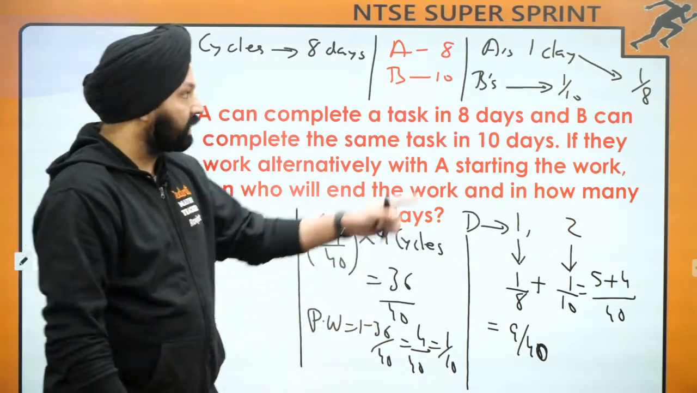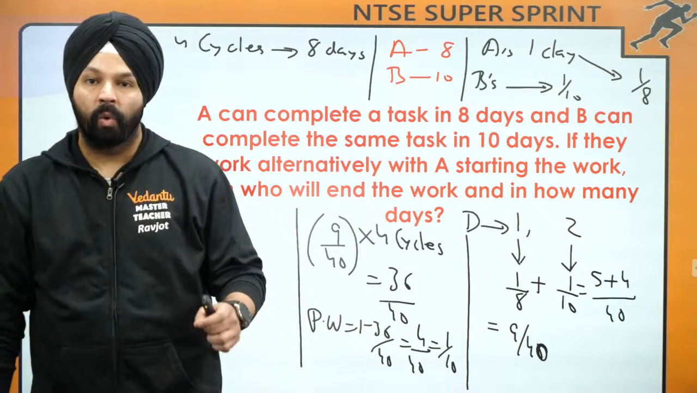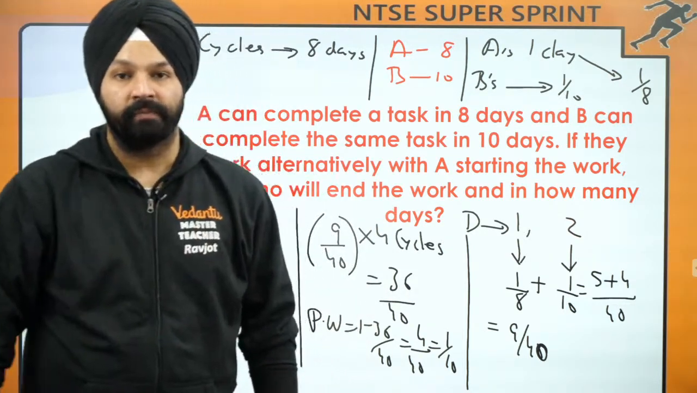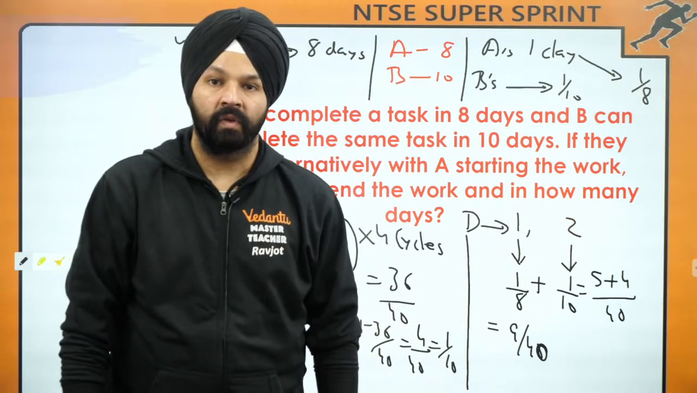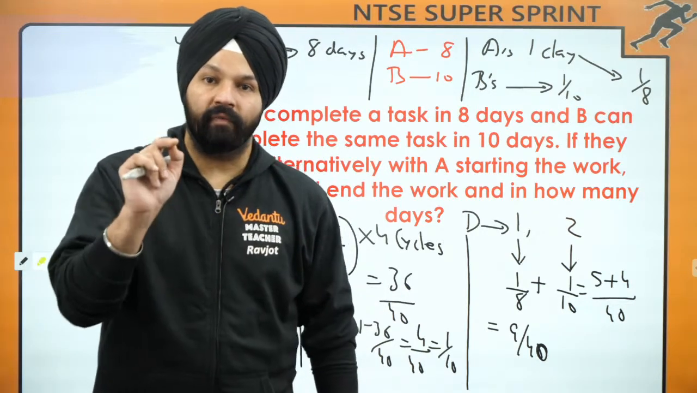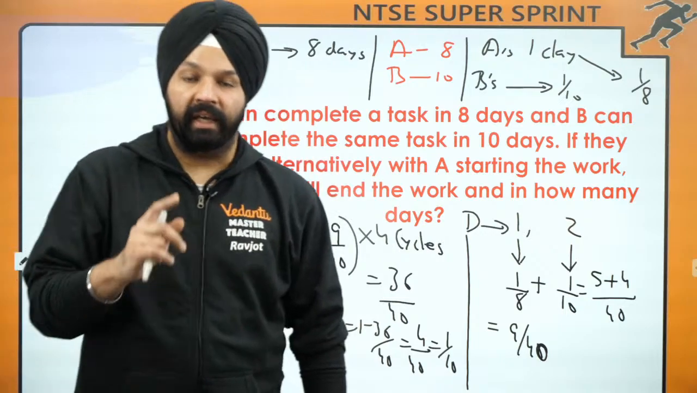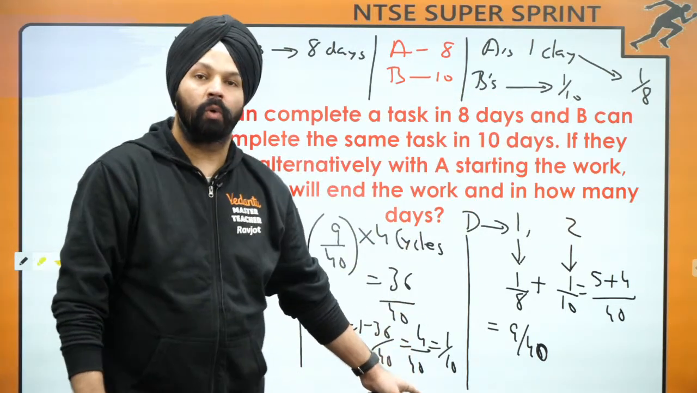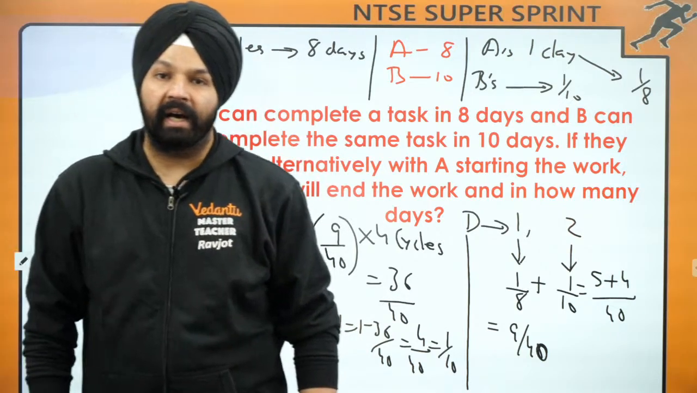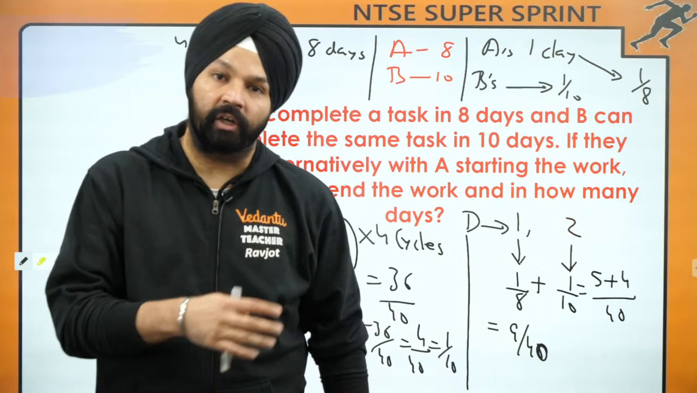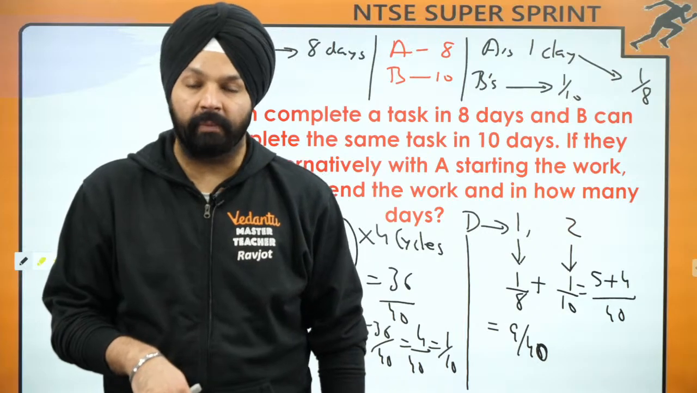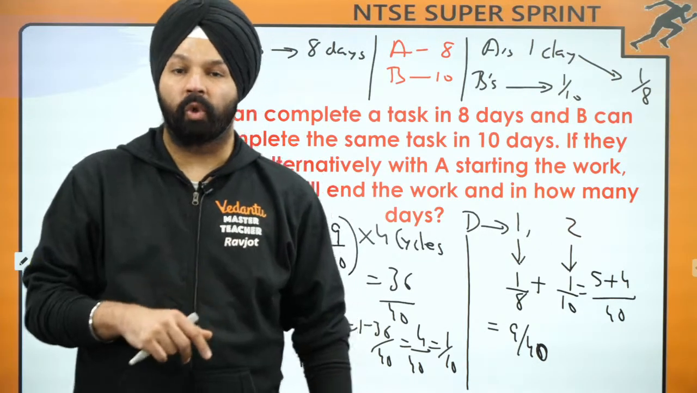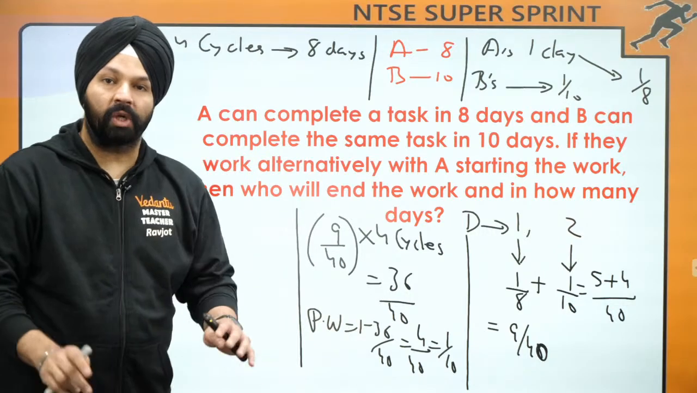A का एक दिन का वर्क कितना है? 1/8. बचा कितना है? 1/10. What is more? 1/8 is more कि 1/10 is more? बताइए फटाफट. A का एक दिन का वर्क 1/8 है और पेंडिंग is 1/10. सो क्या A लास्ट डे में वर्क को कंप्लीट कर पाएगा? बिल्कुल कर पाएगा. Which is more? 1/8 is more, of course. So that means ये तो क्लियर हो गया.